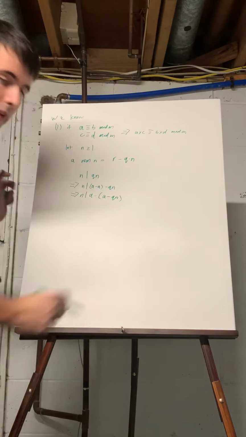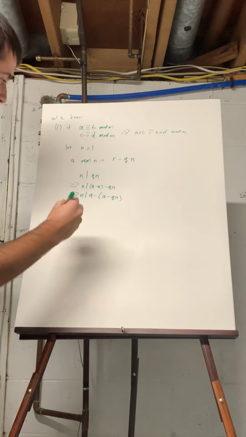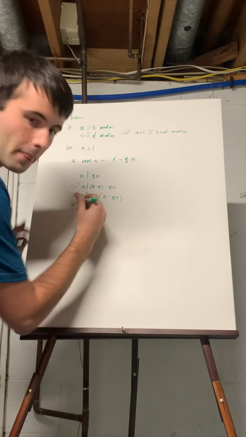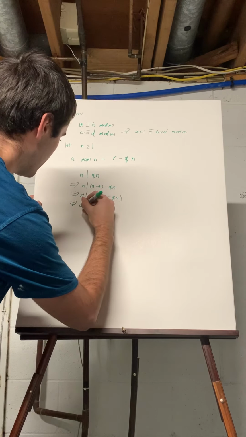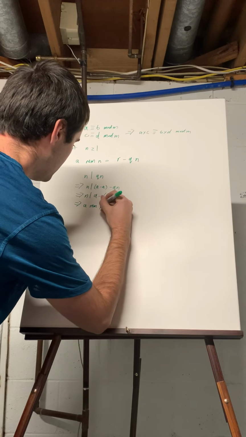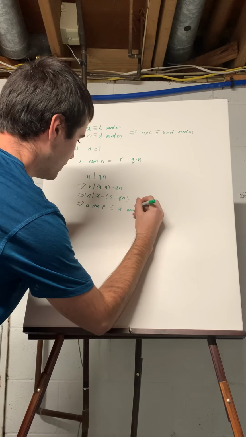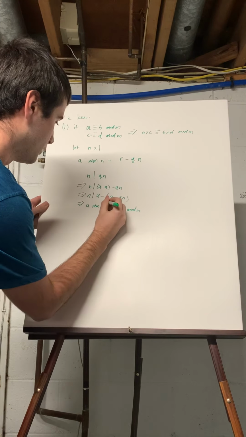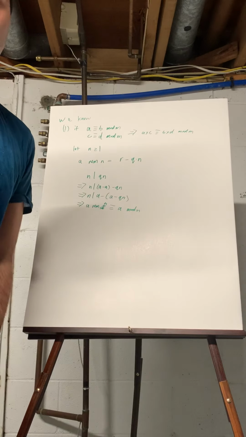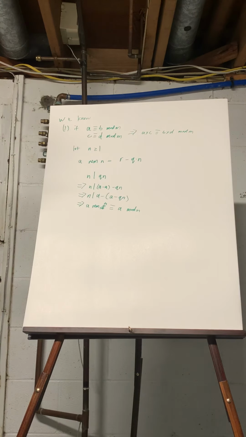Which we can then rewrite to say that a rem n is congruent to a mod n. Sorry, I'll put this as an n. Alright, so we're going to use that later.